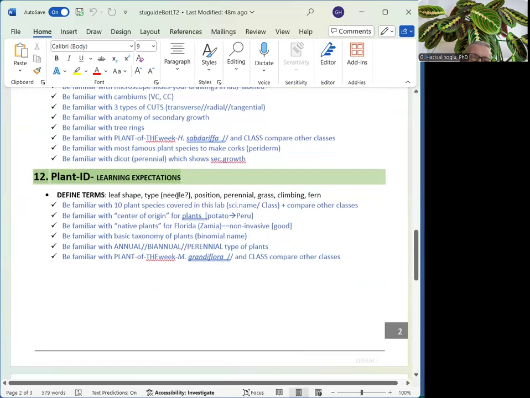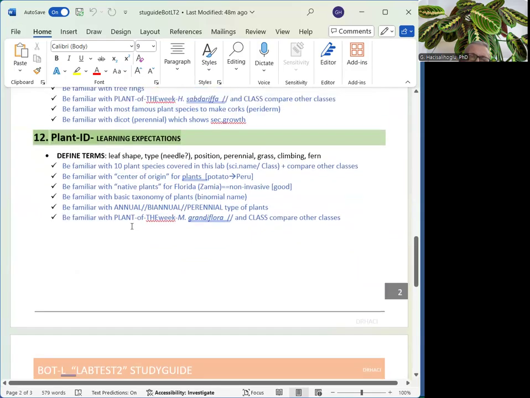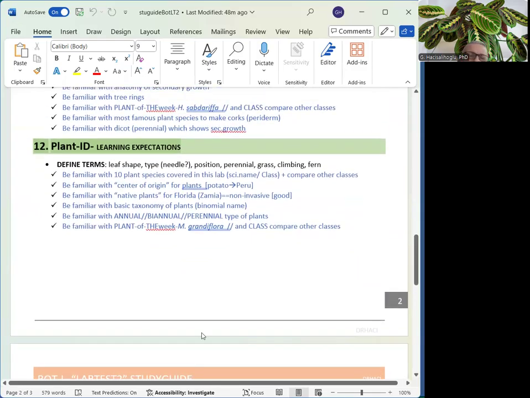Lab number 12 is the last lab in this module, which is plant identification. Basically, there are 10 plants here. We have to know 10 specific plants in this lab to identify them. You can look at leaf shape, type, needle, position, perennial, grass, or climbing, or fern, or some other features to identify a plant. Again, there are 10 plant species covered specifically in this lab. You need to know their scientific name and class.